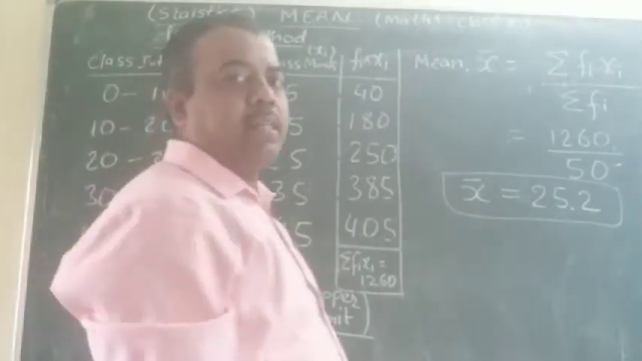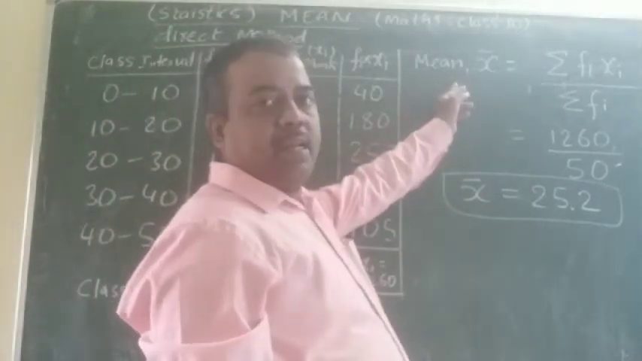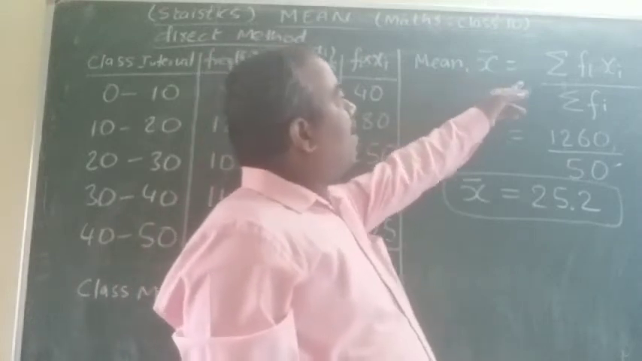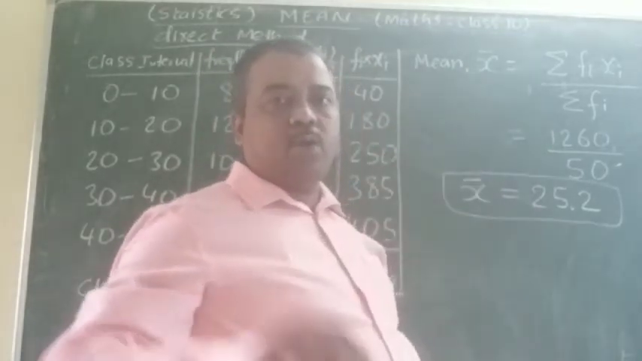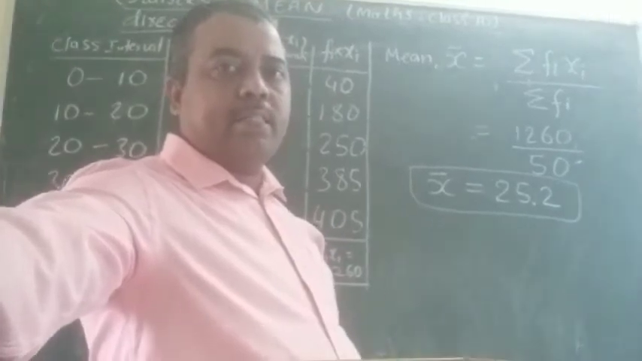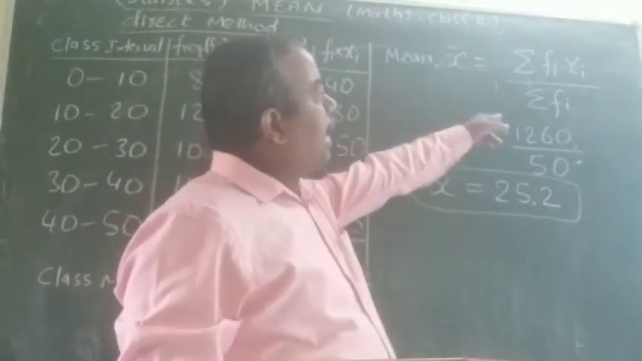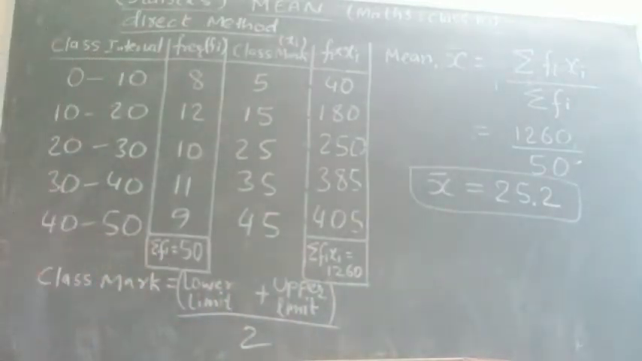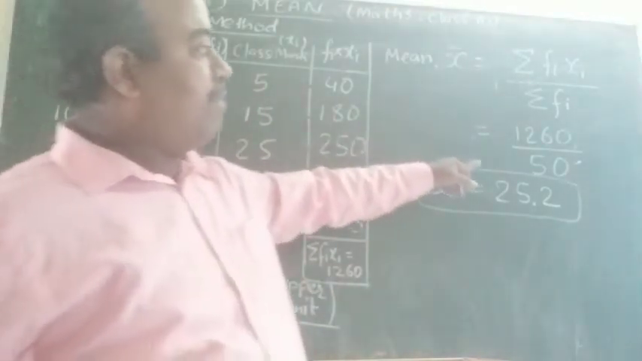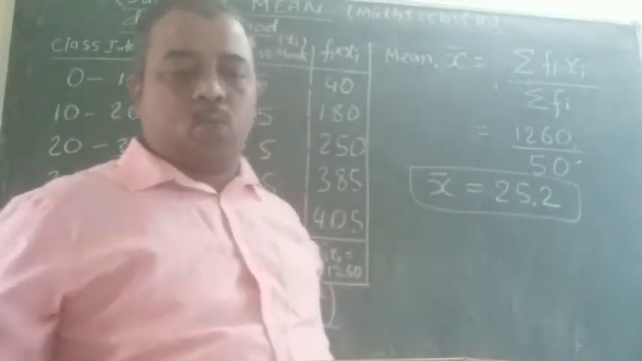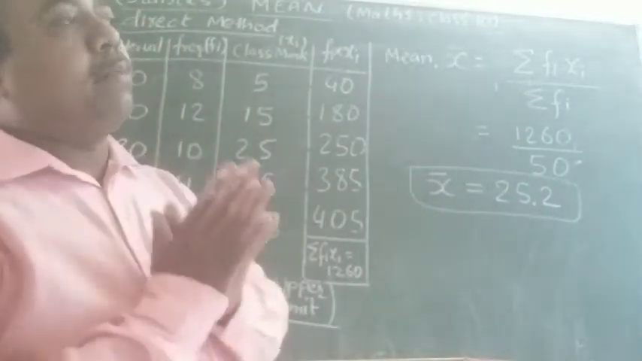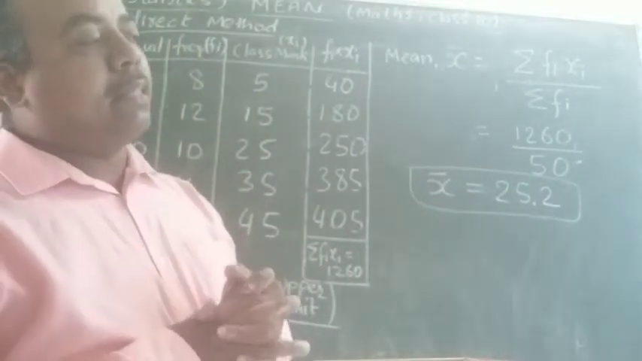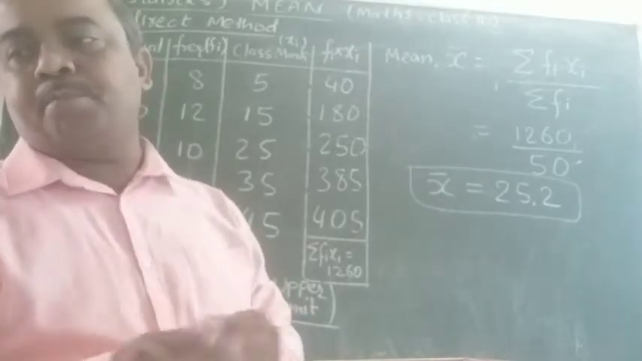Now the mean formula: mean is total fi xi divided by total fi. The total fi xi is 1260 and total fi is 50. So 1260 by 50 becomes 25.2. This is the arithmetic mean by the direct method.